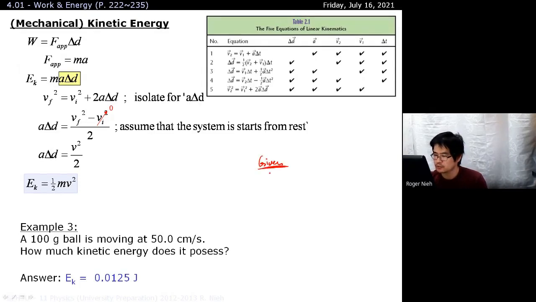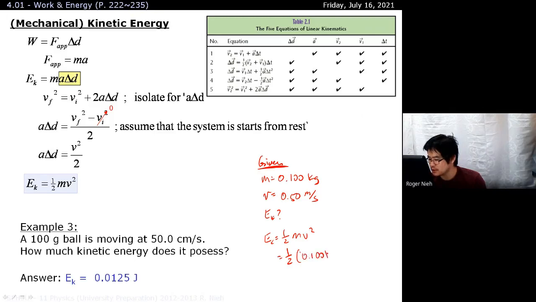What do you know? You have a mass of 0.100 kilograms, just to retain the certainty. Your speed is 0.50 meters per second. Again, keep it in kilograms, meters, and seconds. With those two as your givens, now you can solve for your EK, where EK is equal to 1/2 mv squared, which is equal to 1/2 times 0.100 kilograms times (0.50 meters per second) squared.